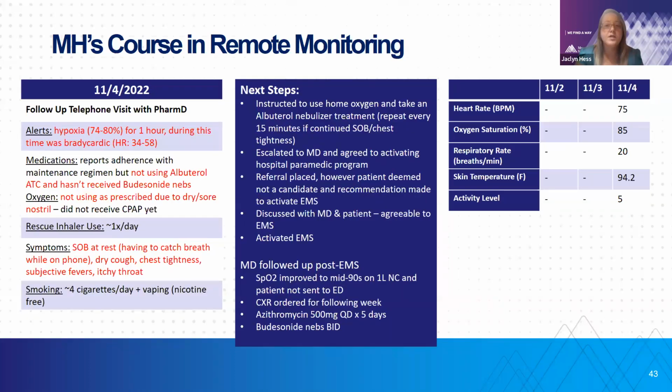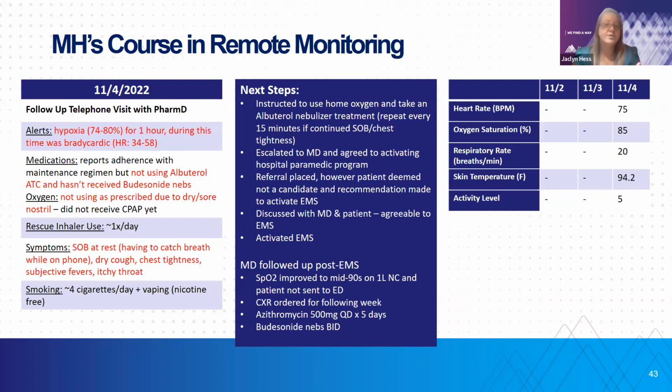On November 4th, we had gotten an alert for hypoxia where her oxygen was in the mid to high 70s and her heart rate was running between 34 and 58. She reported that she was using her maintenance medications, but had stopped using the albuterol and never picked up the budesonide nebulizers. She refused to use the oxygen because it was drying out her nose. During our call, she was actively trying to catch her breath, continued to have the dry cough, chest tightness, and noted that she had subjective fevers and an itchy throat.